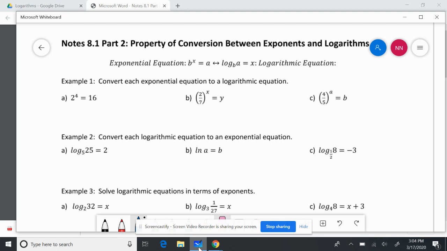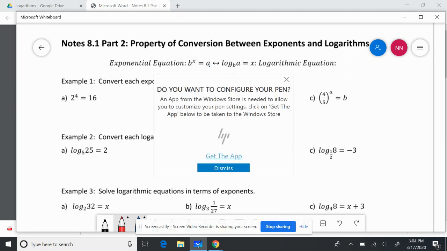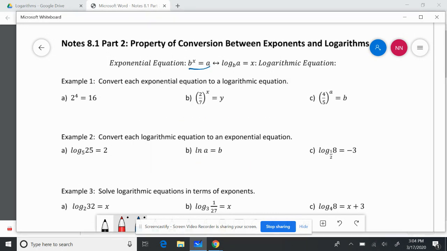What we're going to do today is look at the relationship between an exponential equation and a logarithmic equation. When we're looking at this, what we notice is that b, our base value, is the same b for the base value for the logarithm. We also notice that our exponent is by itself, and whatever it's equal to is actually our log.